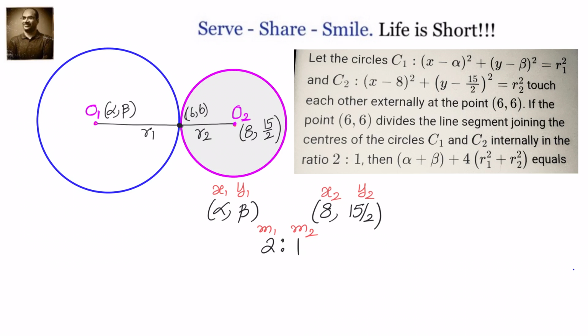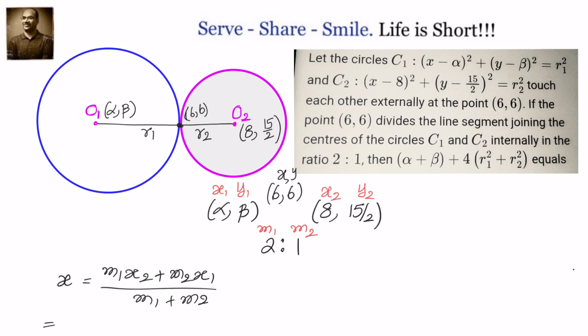We will be using the formula x equals (m1 x2 plus m2 x1) divided by (m1 plus m2). Y equals, similarly, (m1 y2 plus m2 y1) by (m1 plus m2).